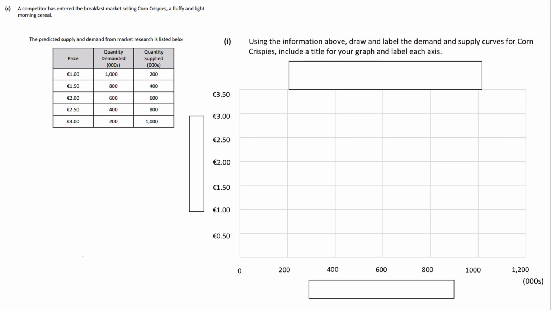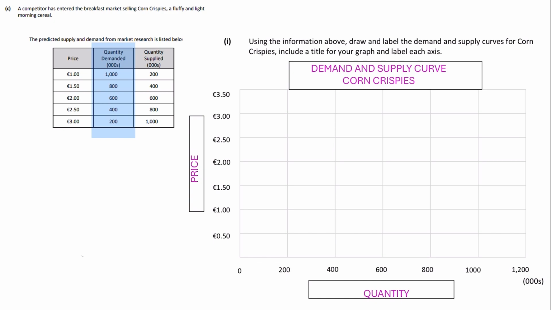So, what are we asked to do here? Number one, using the information above, draw and label the demand and supply curves for Corn Krispies, include a title for your graph and label each axis. Okay, so doing that first, supply and demand curve, Corn Krispies, and then we'll do each axis. The axis going up, vertically, is the price, and the horizontal axis is the quantity. So what we're going to start doing is plotting our points here.